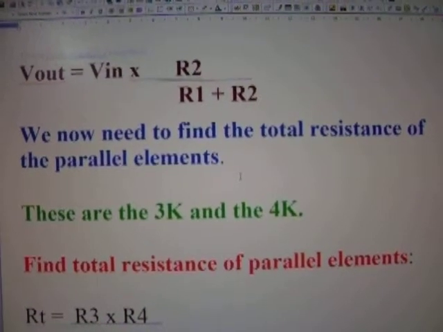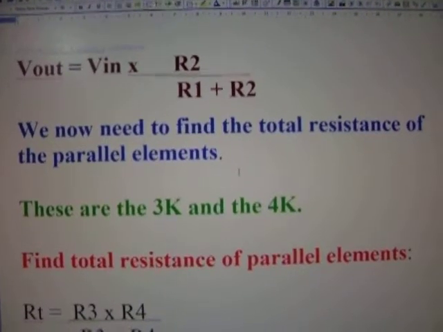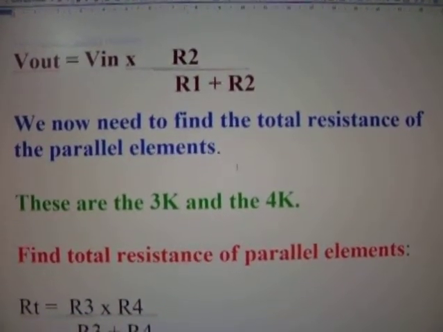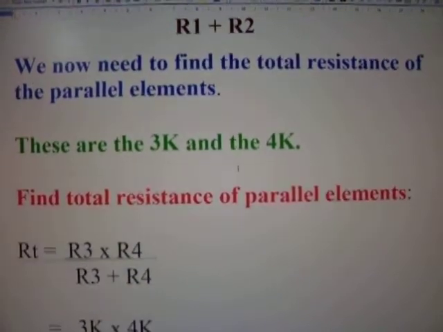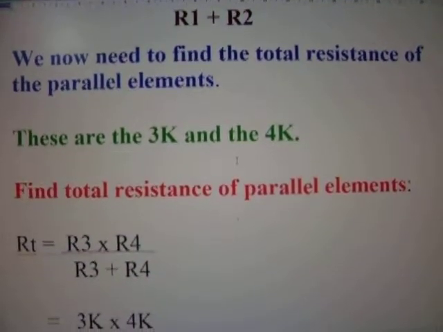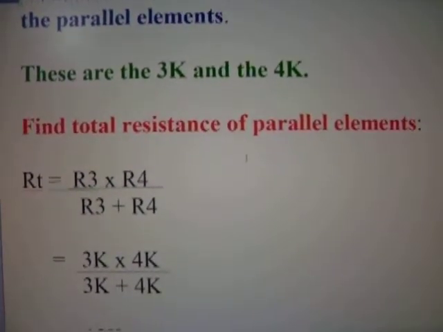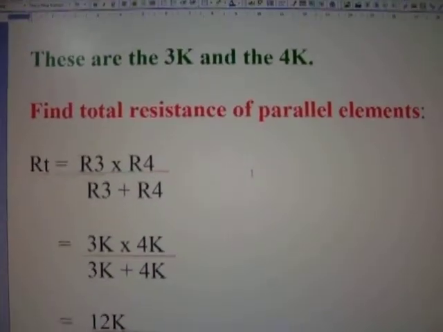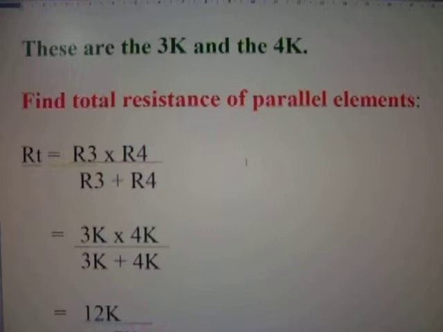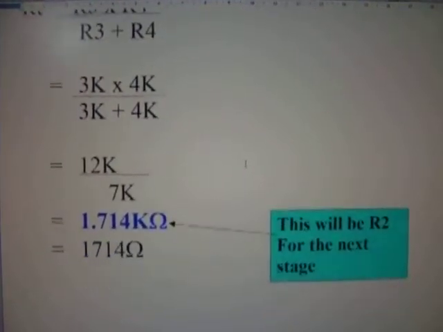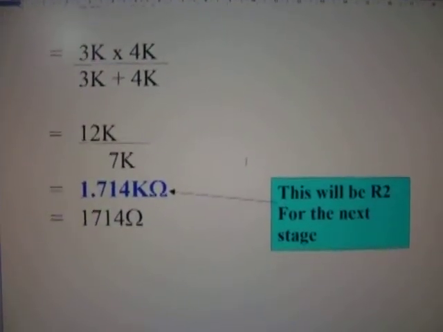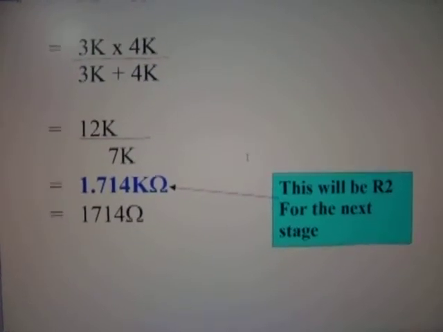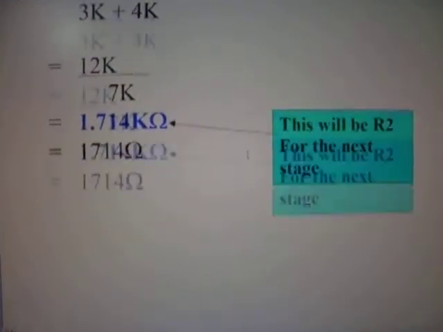Now we need to find the total resistance of the parallel element, and again remember that the parallel element is 3k and 4k, and I've shown you how to do this using the two resistor method, okay? And the total value here is 1.714 kilo ohms, or 1714 ohms, okay?